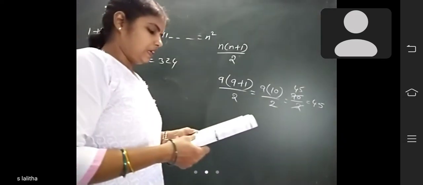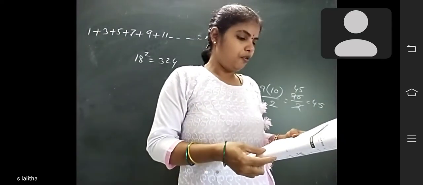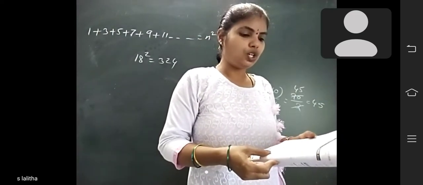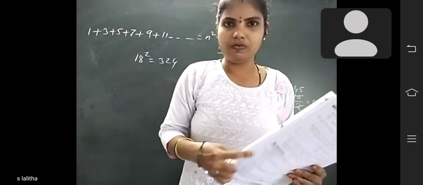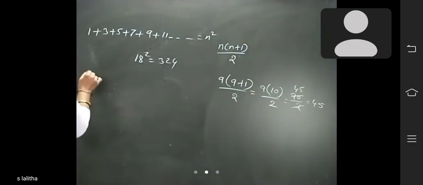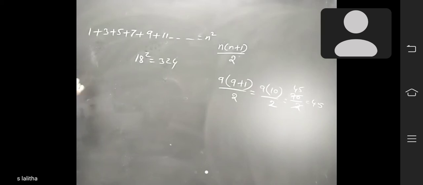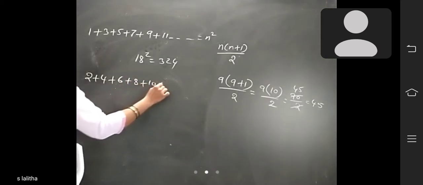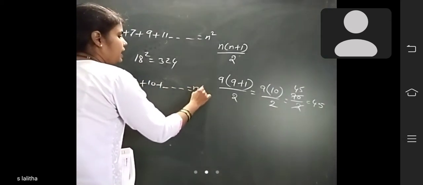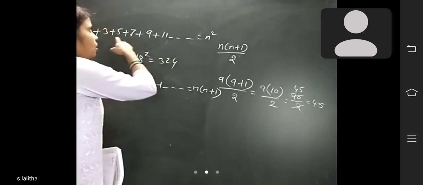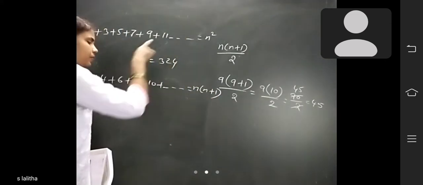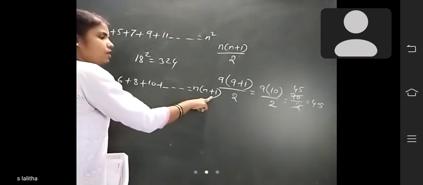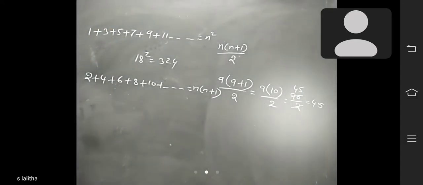Okay. Let us say the sum of the first n even natural numbers is n into n plus 1. Even natural numbers, that means 2 plus 4 plus 6 plus 8 plus 10 plus so on. What is that formula? n into n plus 1. For odd natural numbers it is n square. For even natural numbers the formula is n into n plus 1. Okay.